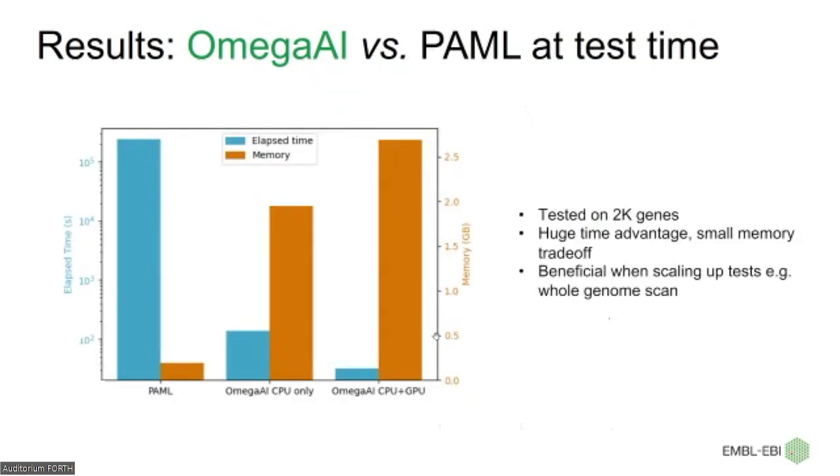Okay, and just to quickly compare resource uses for the two methods at test time. So for the 2000 genes that we use for testing, there was a huge time advantage in running with Omega AI versus PAML. If you were just wanting to test a few genes, this trade-off probably wouldn't be worth it. But if you wanted to scale up to the level of a whole genome scan, where you have the same underlying tree, but thousands of genes that you want to test, it would definitely be beneficial then. And it does come with a memory trade-off.